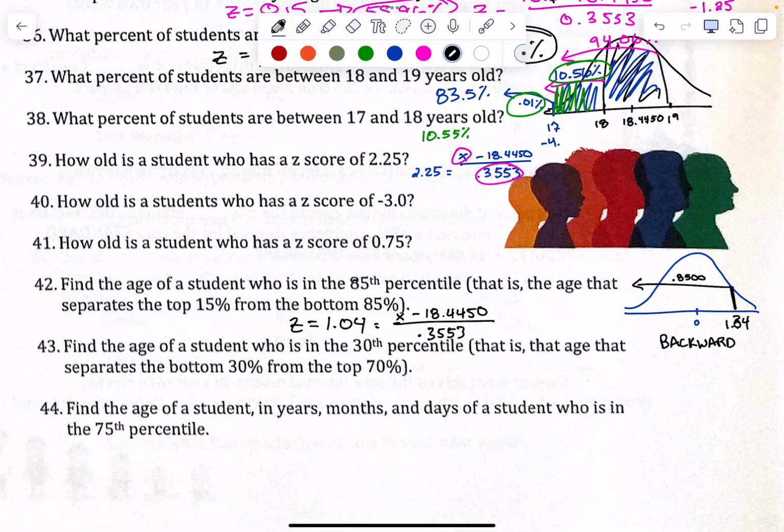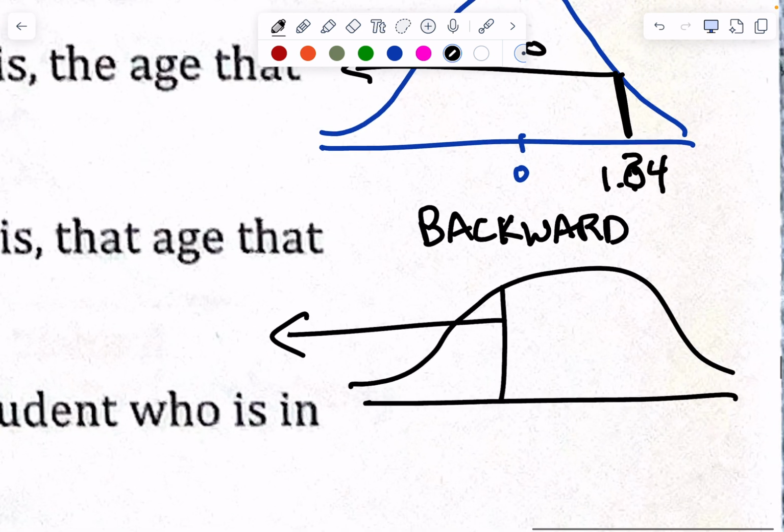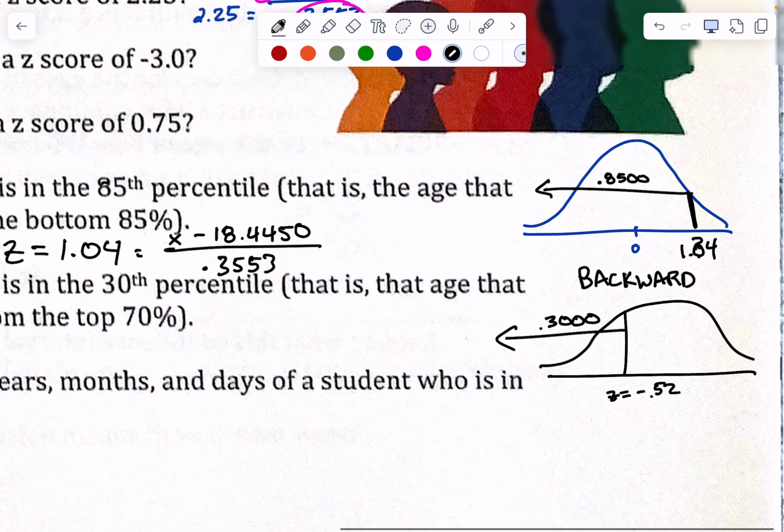Okay, so now we need to do 30 again. We need to find 0.30. If you are in the 30th percentile, you are on the bottom, right? So you're on the negative side now. You're looking at 0.3000, right? 30% is 0.3000. What is his z-score? Negative 0.52. So find out what x is for negative 0.52.